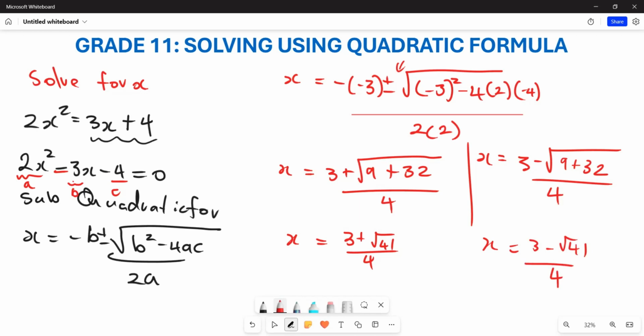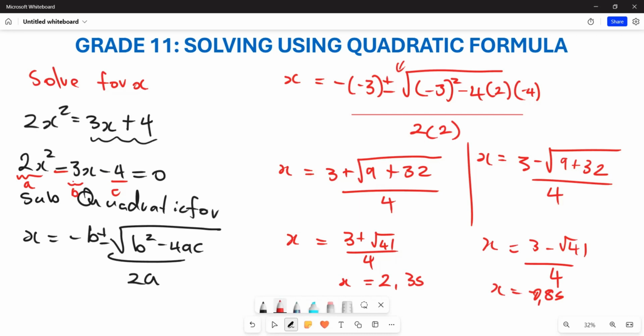But in most of these questions, they might ask you to round off your answer to 1 or 2 decimal places. Whenever the question requires you to round off your answer to 1 or 2 decimal places, it's simply because they want you to use your quadratic formula. So x is going to be given by 2.35 when you round off, and the other one, x is equal to negative 0.85. So basically, that is how we use our quadratic formula.